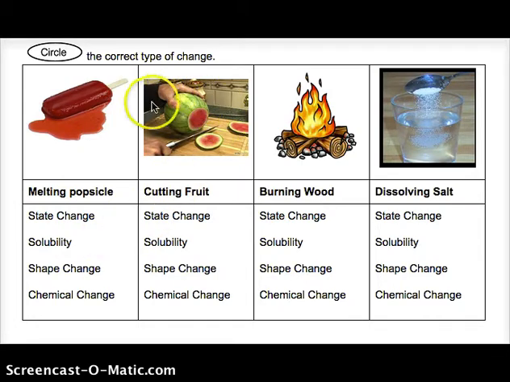The next picture is someone cutting a watermelon. Cutting fruit. Which change is cutting fruit? State change, solubility, shape change, or chemical change? Circle the best answer now for cutting fruit.